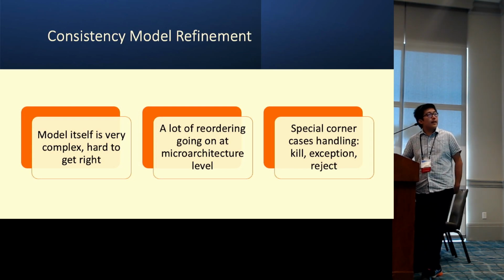the complexity. And we also do model refinement for consistency properties. So the idea here is that the model itself is very complex, hard to get right, and usually takes more than a PhD to understand fully. And a lot of reordering is going on at the microarchitecture level. For example, your write buffer, your load queues, all those things can potentially disrupt the order of requests flowing through the pipeline. And you also need to handle specific cases, like you can have a flush coming up in the middle of nowhere.